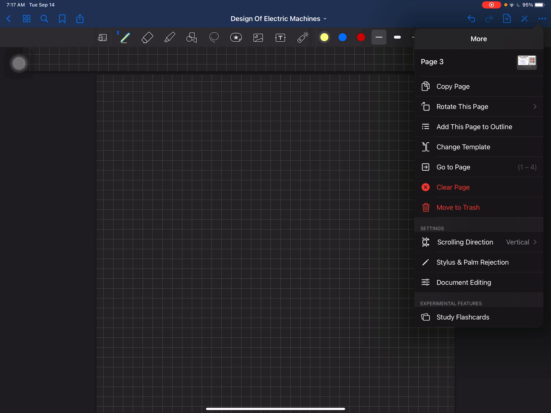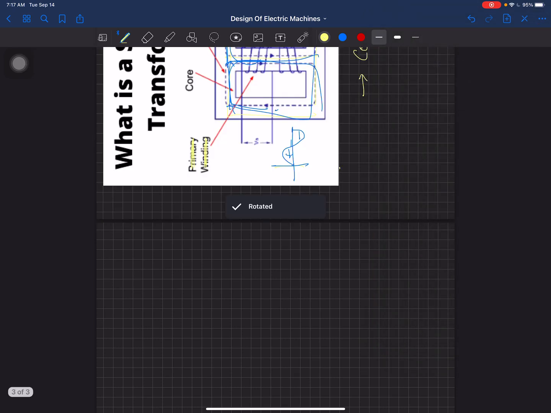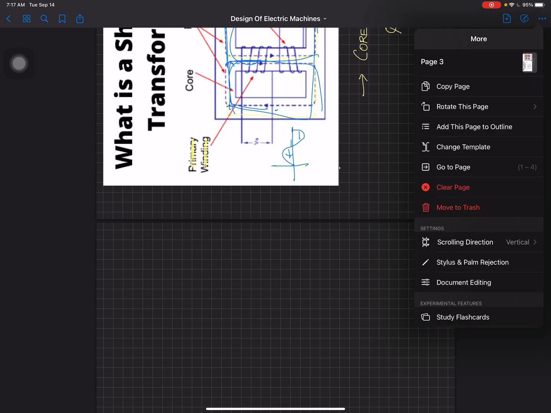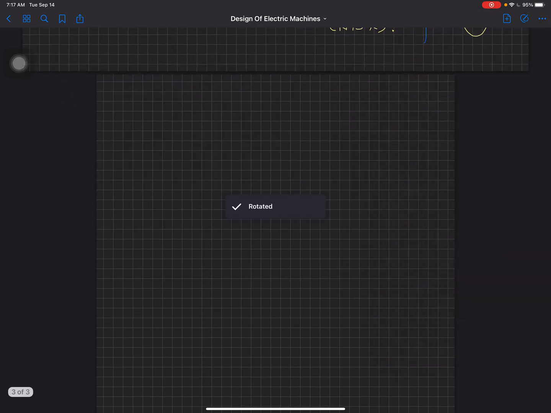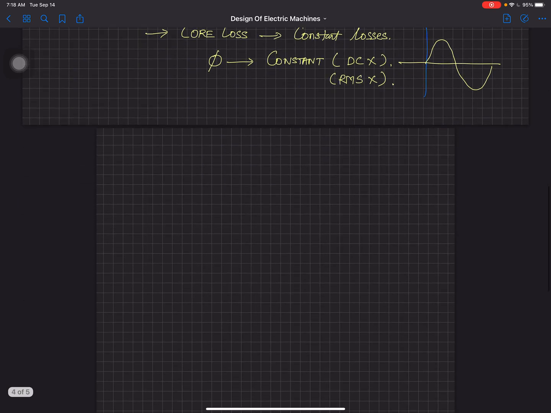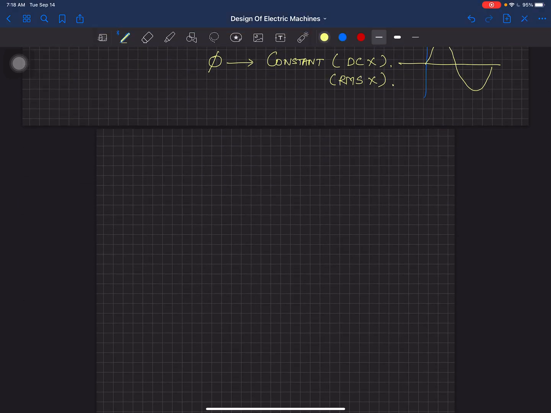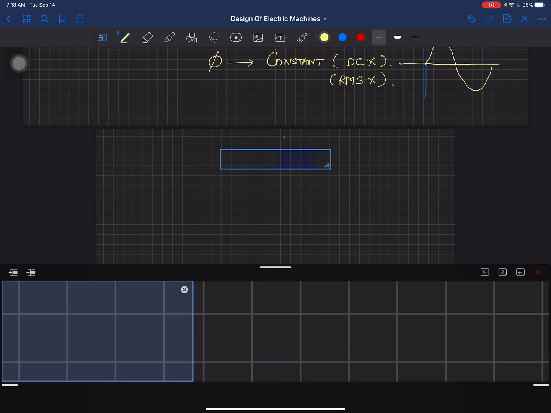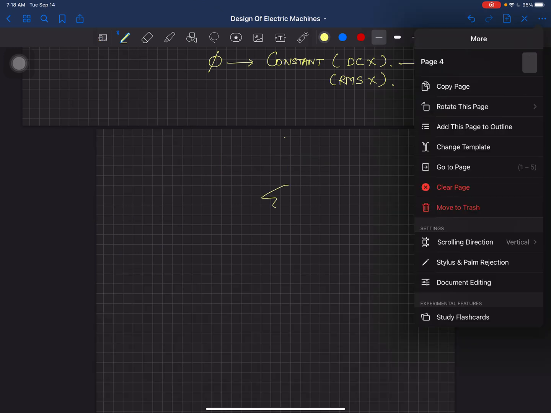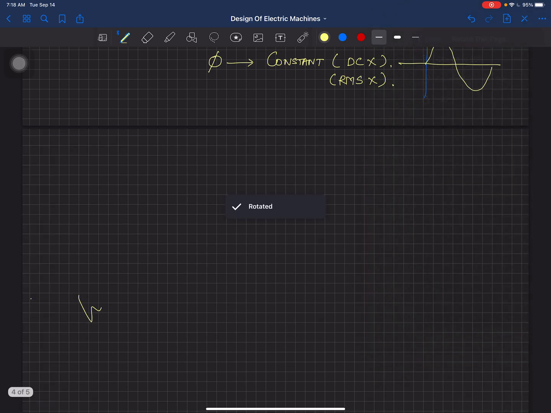Let me change this rotation over here. Okay, sorry. Sorry for this delay. Really, it's not easy to actually use this one.